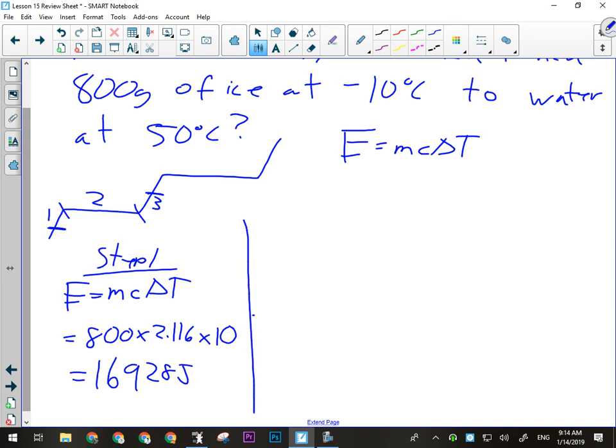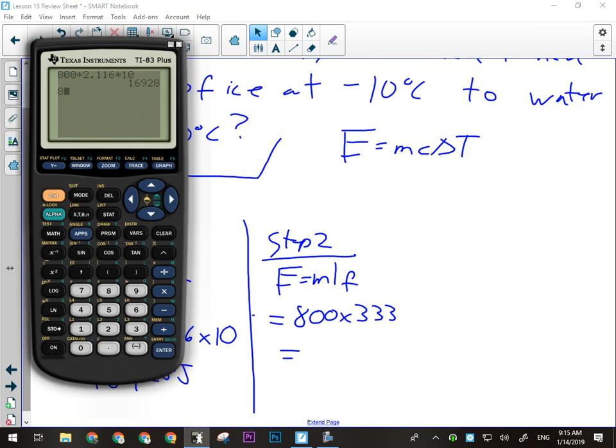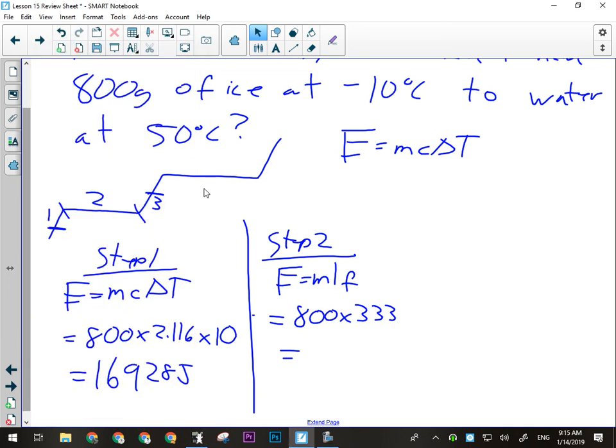After step 1, I now have ice at 0 degrees Celsius. At 0 degrees Celsius, ice melts. So now I'm going to be melting the ice. The temperature is not going to change while this is going on, so this is where I will use the latent heat of fusion for water. And that'll just be 800 grams times 333 joules per gram. All right, so we got 266,400 joules.